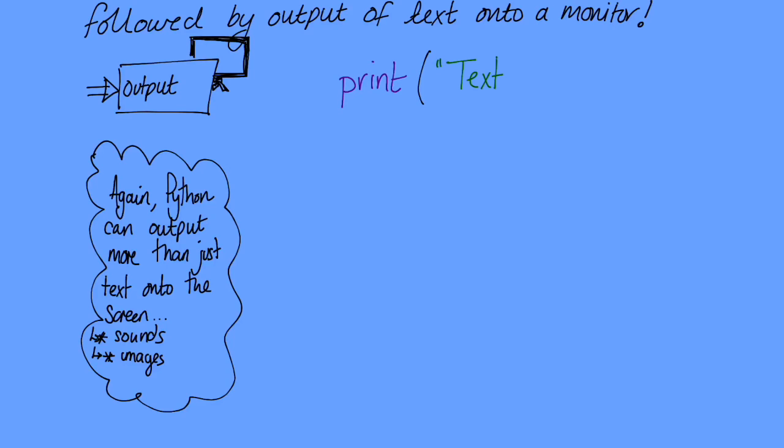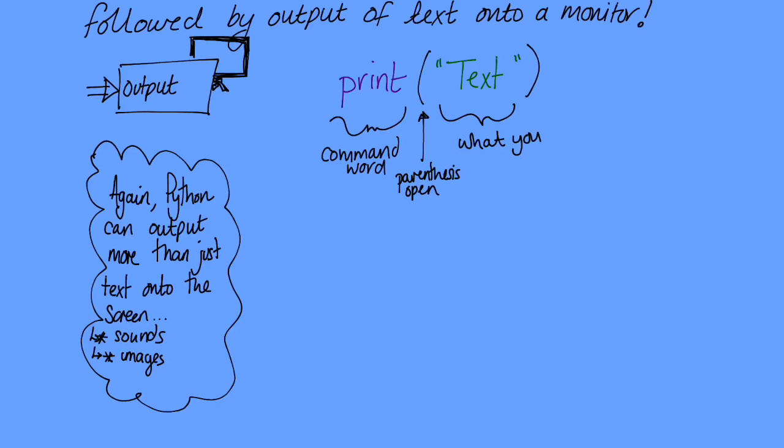So we can print any text that we want. Again, our command word this time is print. Again, it should go purple to make sure that we've done it right. We open the parentheses, we put our text in speech marks mainly, but as we'll see in a second, it doesn't have to be. So it's what you actually want to output. And then we have to close the parentheses or close the brackets.